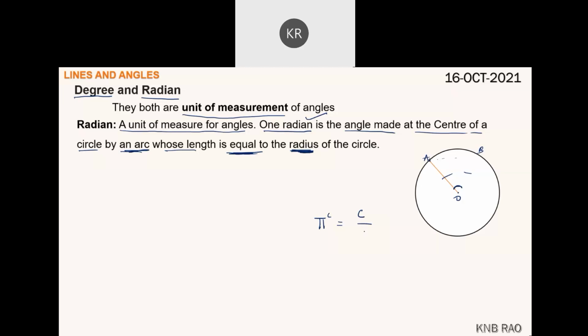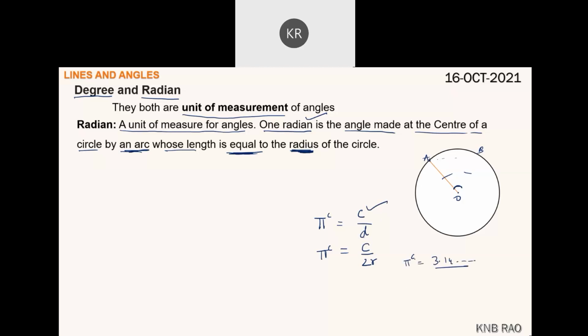or the circumference to 2 times the radius. This is a special symbol given to this ratio. First they found the ratio and found that it is not at all an exact value. It is approaching a value of somewhere 3.14 and so on. So they named it pi.